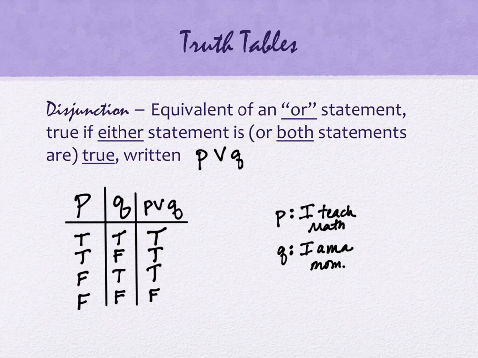The thing that's important to note, and this will be true about the next one we do as well, is that in both of these scenarios, if the statements are both true, the result's going to be true. It doesn't matter if it's an and, it doesn't matter if it's an or. Okay?